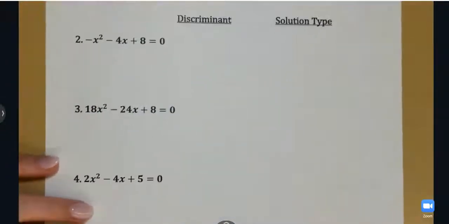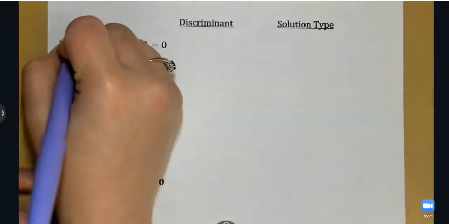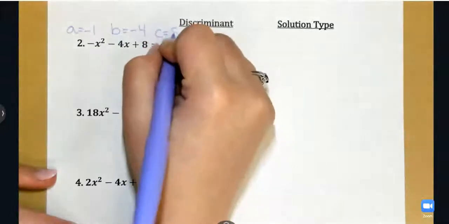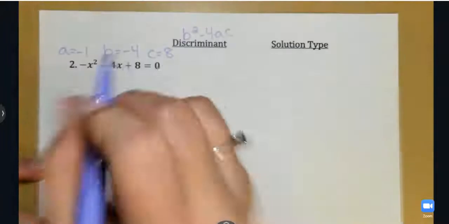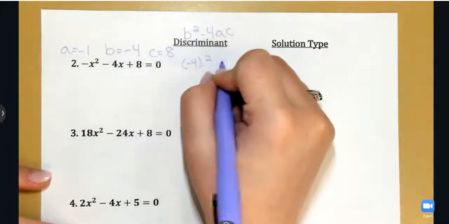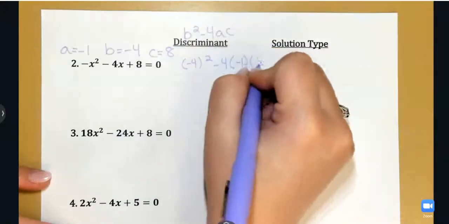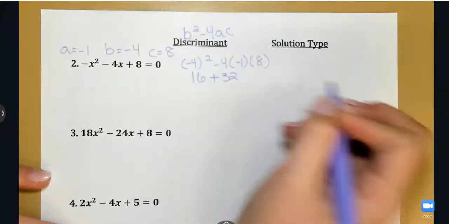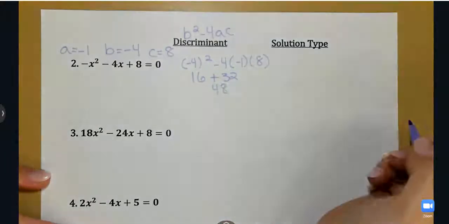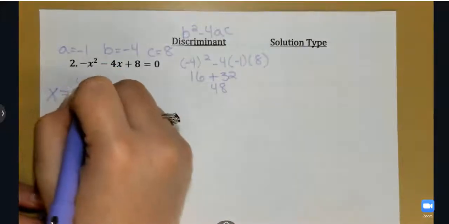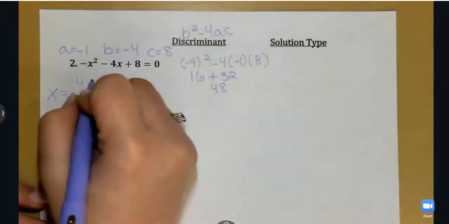Moving on to example 2, a is negative 1, b is negative 4, and c is 8. Remember, our discriminant is b squared minus 4ac. So our discriminant on this one is going to be negative 4 squared minus 4 times negative 1 times 8. So that's going to be 16 plus 32, which is 48. So my discriminant is 48. Now let's plug this into our quadratic formula. If I have the negative of a negative, it becomes positive.